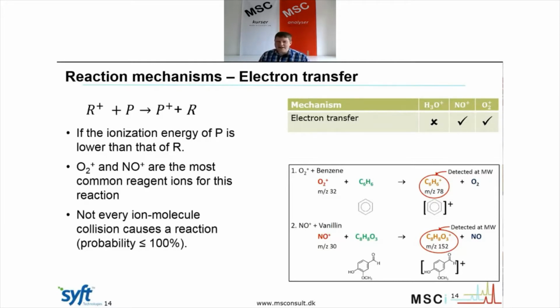And that's of course important, because if you have a very low probability, then it will also affect your sensitivity. Here we again have some examples where O2+ really wants an electron, so it takes an electron from the benzene, and then benzene is ionized. And the same thing can happen with vanillin.